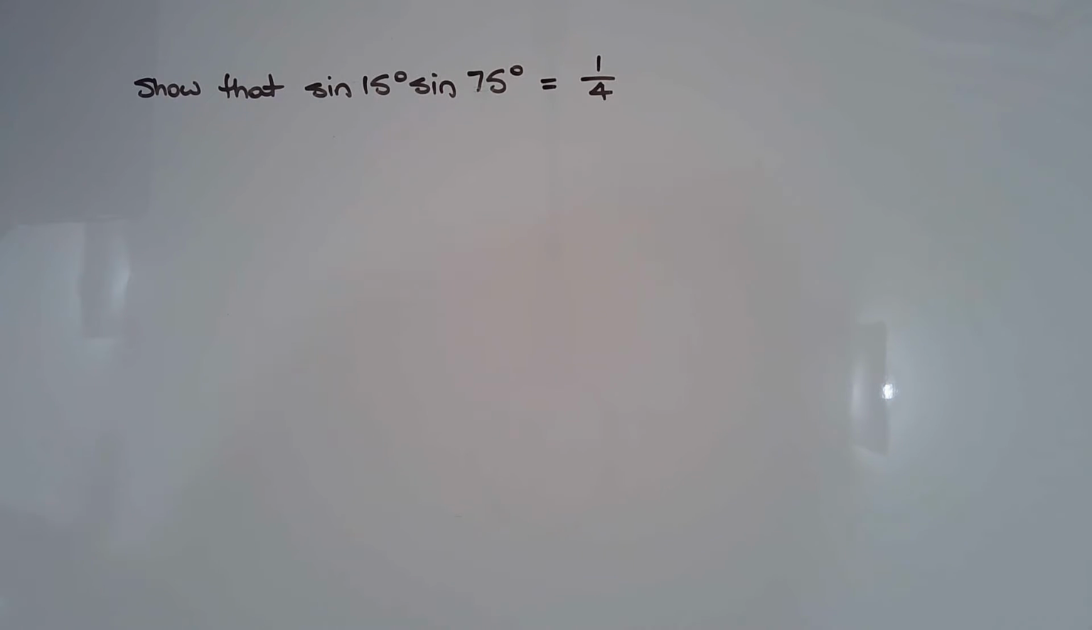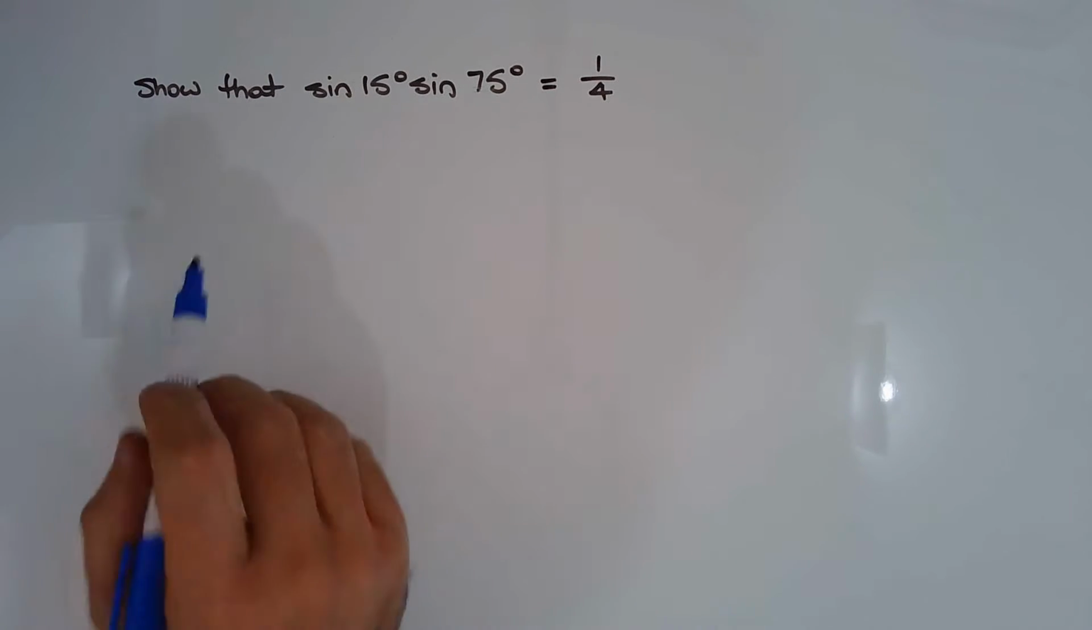In this video, we're going to look at an example that involves converting a product of trig ratios, in this case, a product involving sines, into a sum or a difference involving other trig ratios. So in this case, we're going to be using the sum and differences of cosines to prove left-hand side equals right-hand side. So let's have a look at this example.